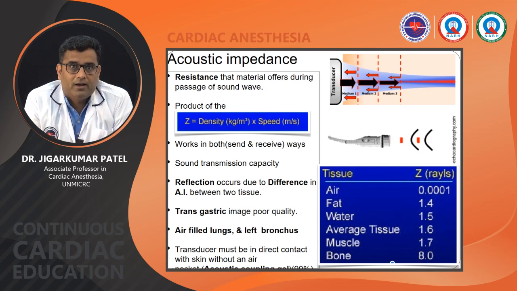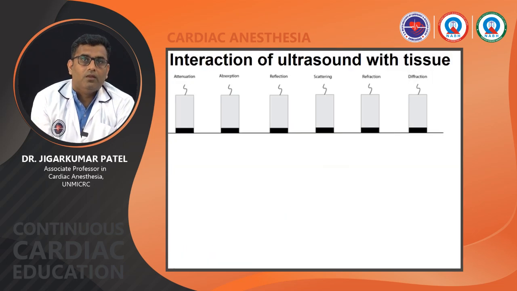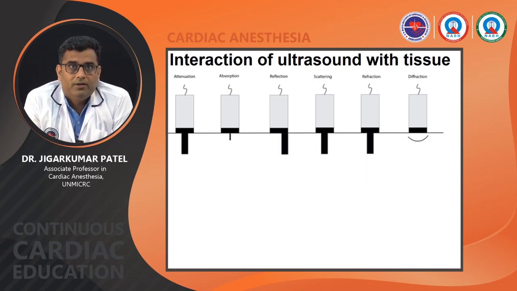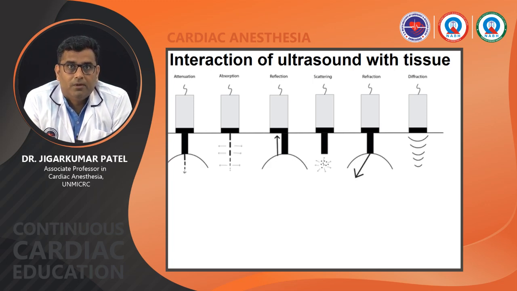This is the reason why the transducer must be in direct contact with the skin without air. So we are using acoustic coupling gel for better transmission of the sound wave. Now, when a sound wave is transmitted in the medium, it interacts with the tissue, and part of it will attenuate, part will be absorbed, part will reflect, and part is scattered. Some part will refract and diffract also. We will see one by one.